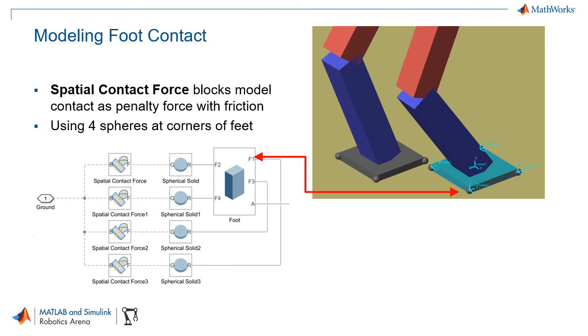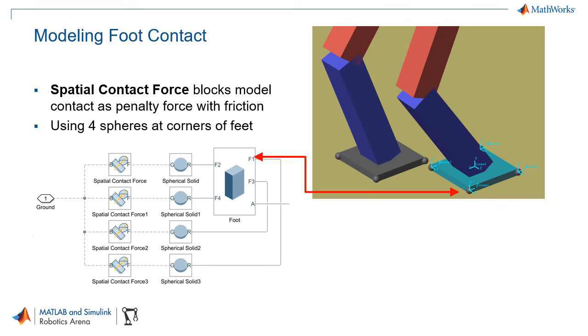So starting with release 2019B, Simscape Multibody has these blocks called Spatial Contact Force, which can model contact between solid geometries as what's known as a penalty force. What this means is that the force is represented as a stiff spring with damping that is enabled only when the two bodies in contact are overlapping, else there's no force.